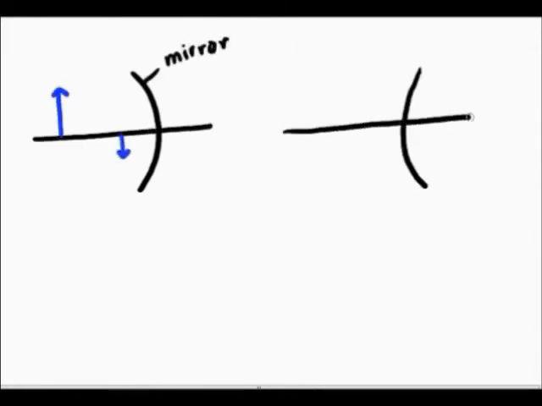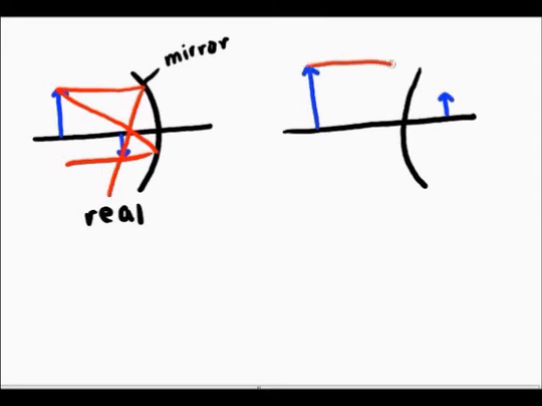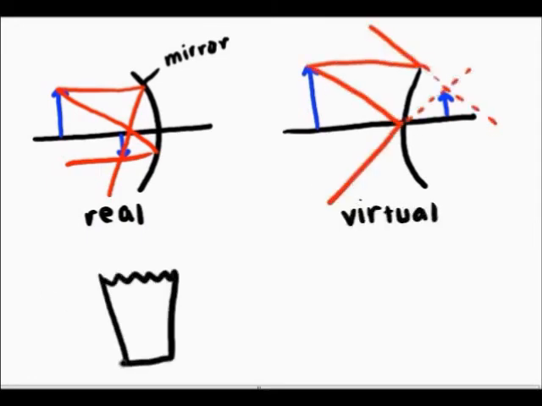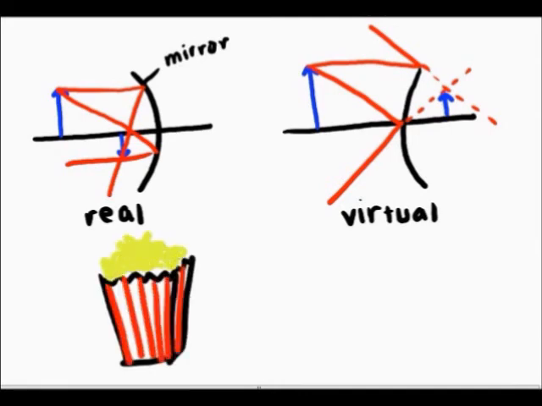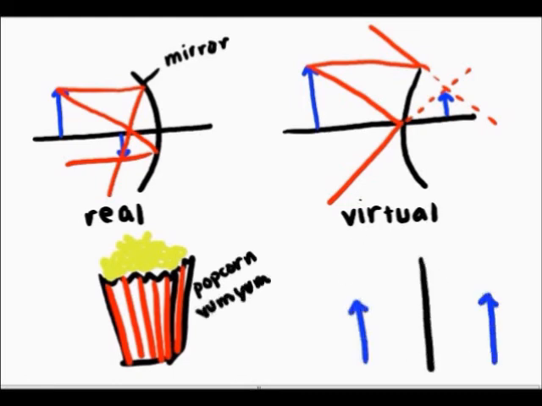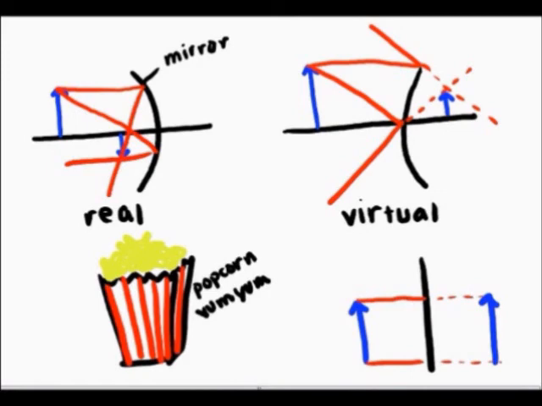Now we will step into the realm of mirrors. Images produced by a mirror are either real or virtual. When rays of light actually meet at a point, a real image is formed. When the rays don't actually meet, but appear to originate from a point, the image is virtual. Real images can be projected on a screen, such as a screen at the movie theater. Virtual images cannot.